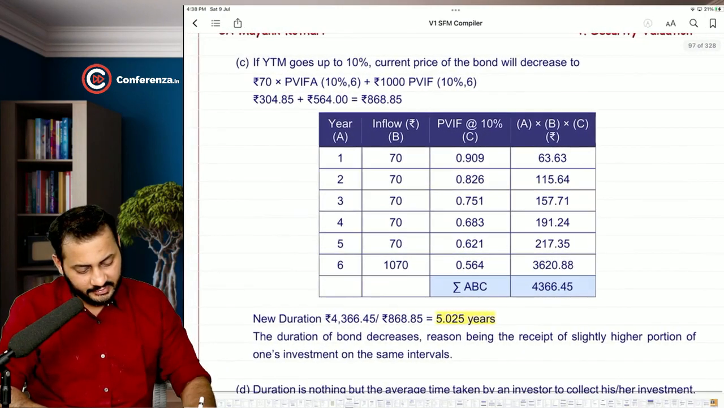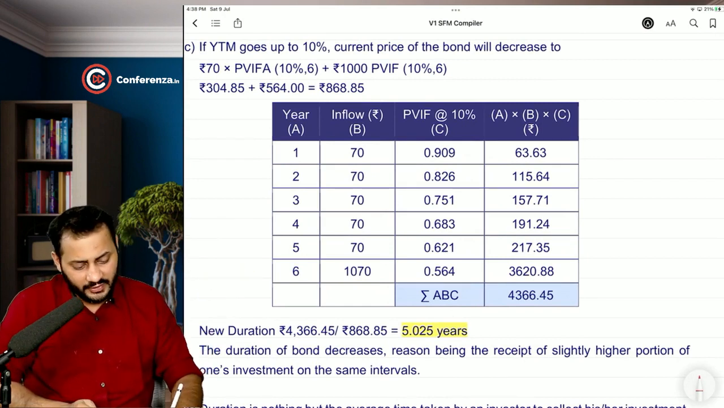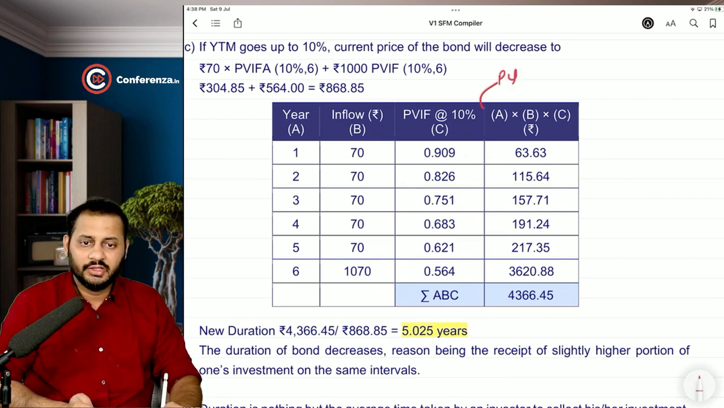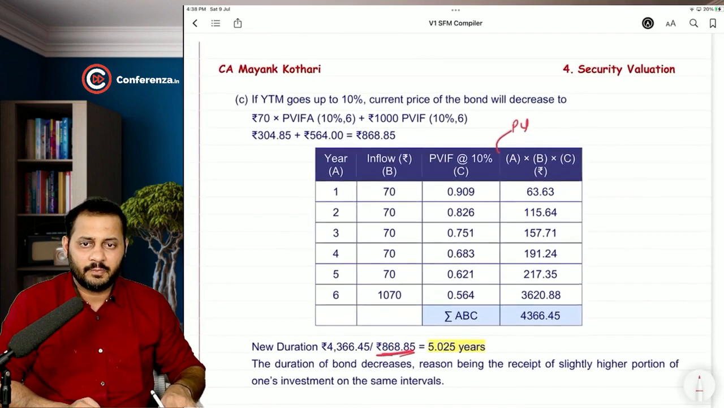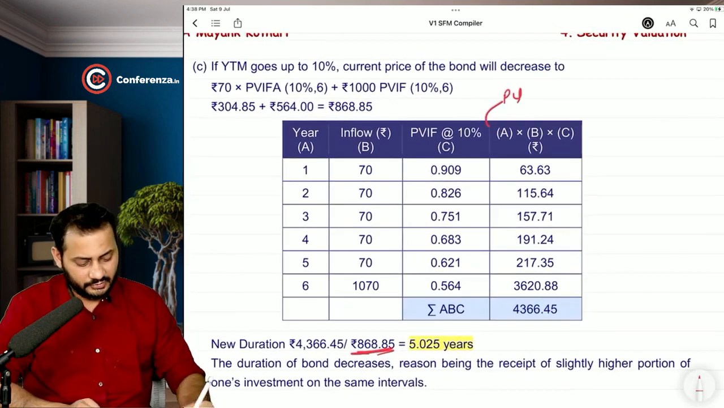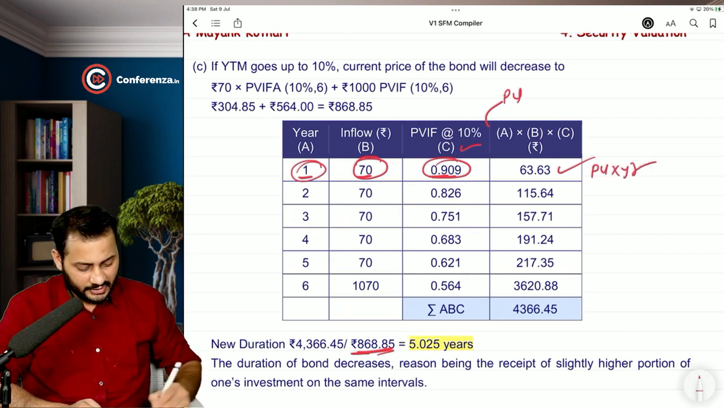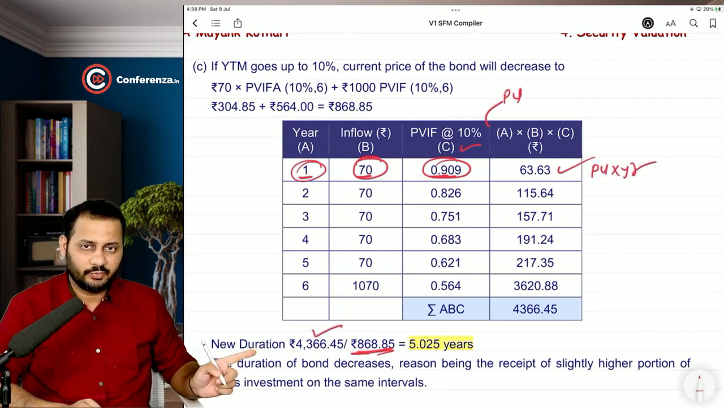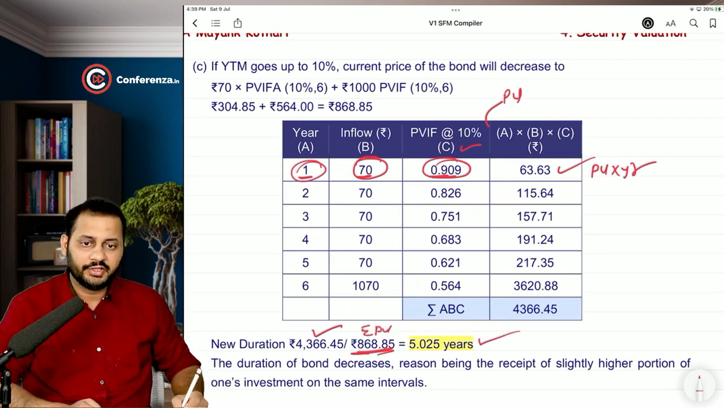You can just practice it with the same method. See, in this part they have used proper columns, although they have missed one column here, which is the present value. They should have calculated the present value, and that present value would have been 868.85. Now if you do the total, it's very simple. Take the year, take the cash flows, take the present value factor at 10%, multiply the present value with the present value factor, and then multiply it with the year, you will get this answer. So this will be the summation of present value into year. That you will keep in the numerator, 4366.45, and in the denominator only the summation of present value, and you will get the duration 5.025.